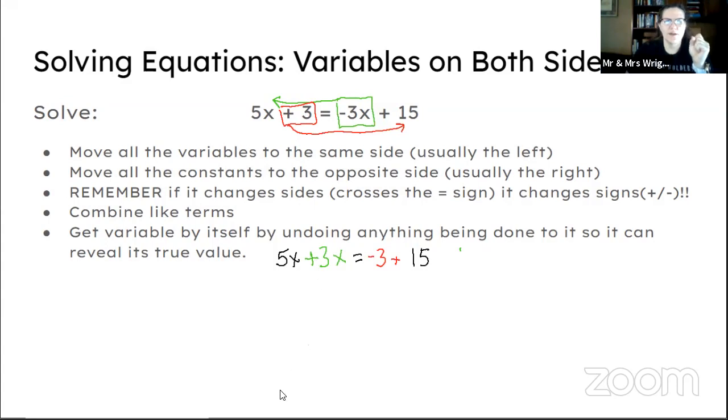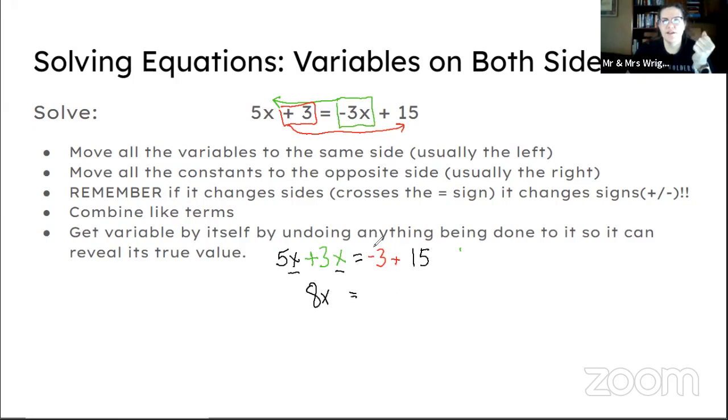All right, now we just continue working from here. I have like terms, so I'm going to combine these. So 5 and 3, the x stays the same. I'm going to combine the coefficients. 5 plus 3, 5, 6, 7, 8, 8x equals.